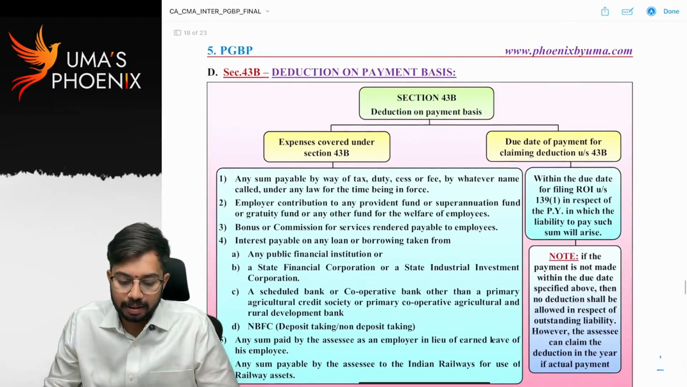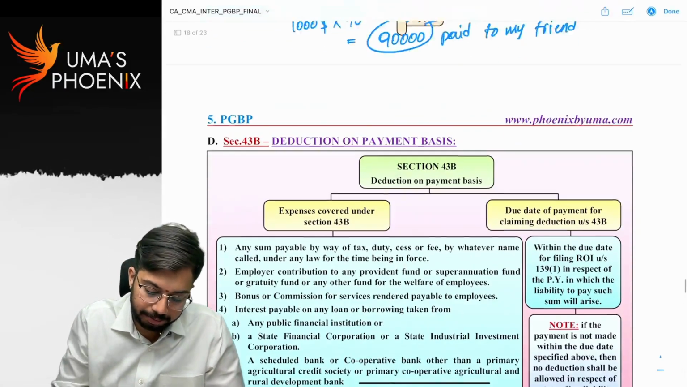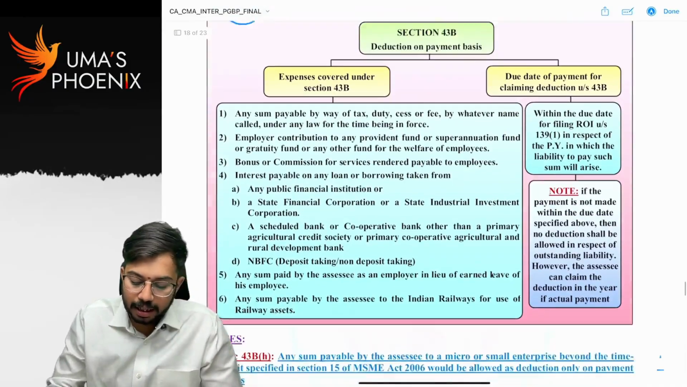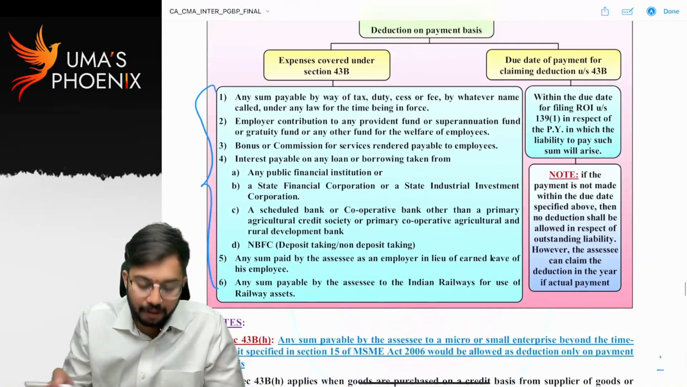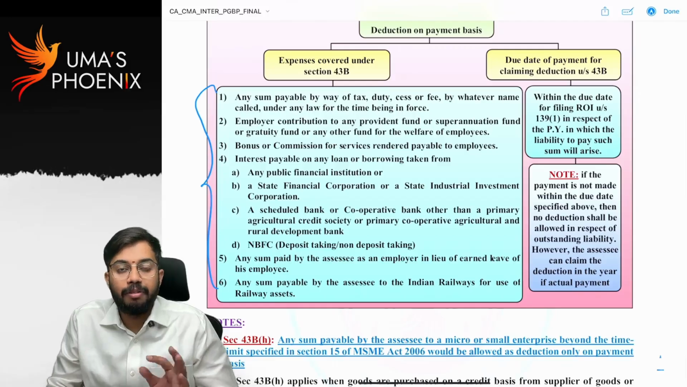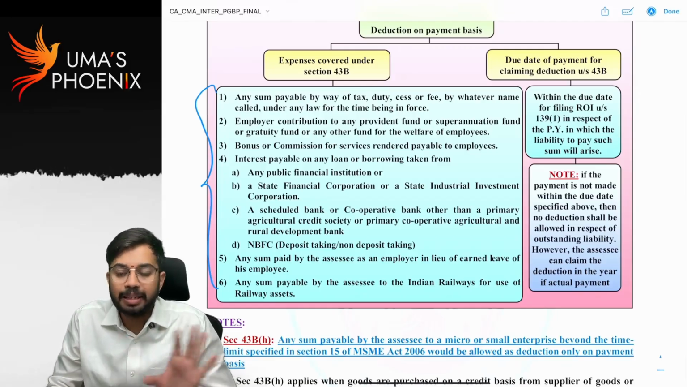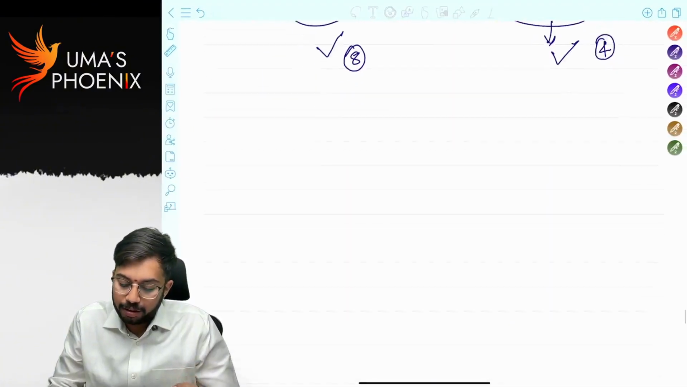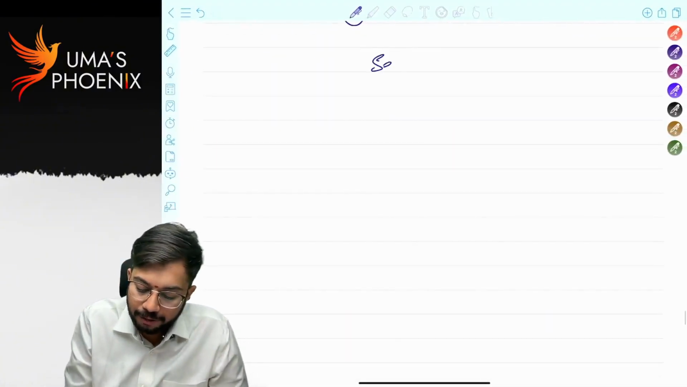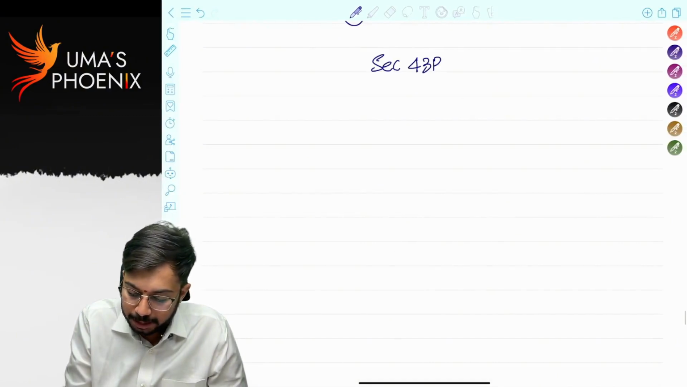Now let us discuss section 43B. See, there are 6 payments covered under 43B. For these 6 payments, there is separate tax treatment. How many payments are covered under 43B? 6 payments, right?